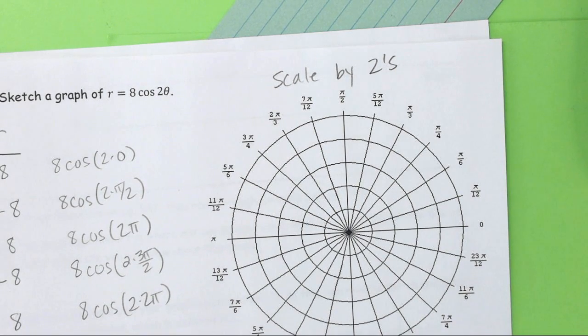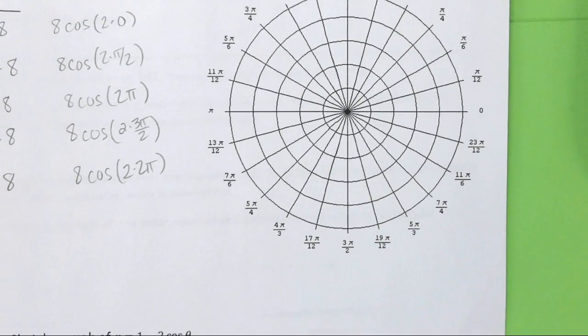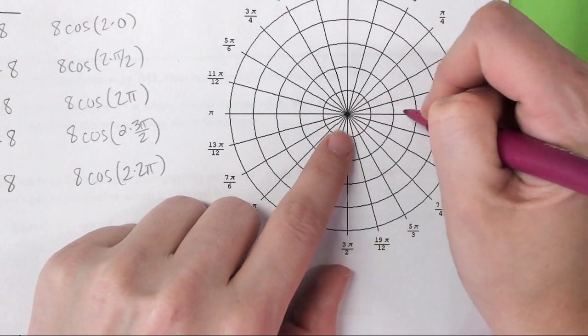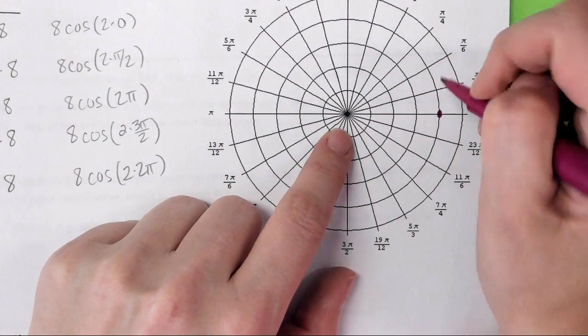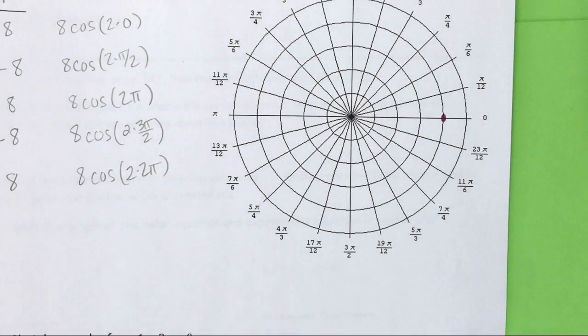So we don't have to label it or anything? No. I think it's just going to be too hard to label it with all the points that are going on. So just at the top, you can label it, and then you'll be good to go. So I have 0, 8 first. So 2, 4, 6, 8. Now, my next point is at pi over 2, negative 8.